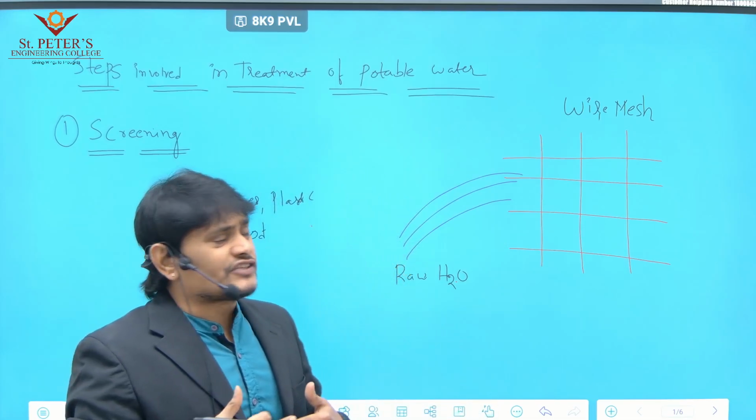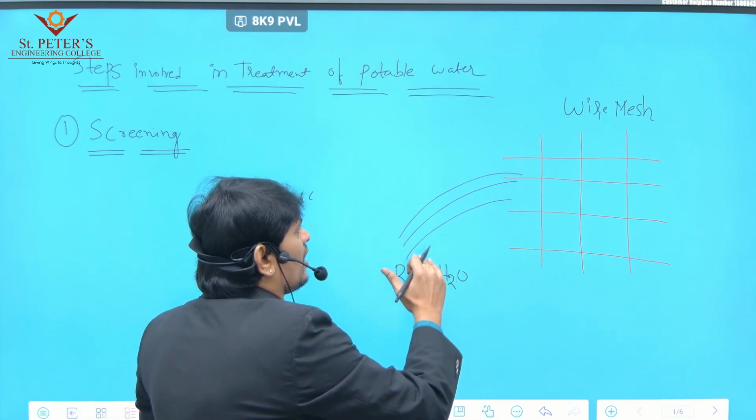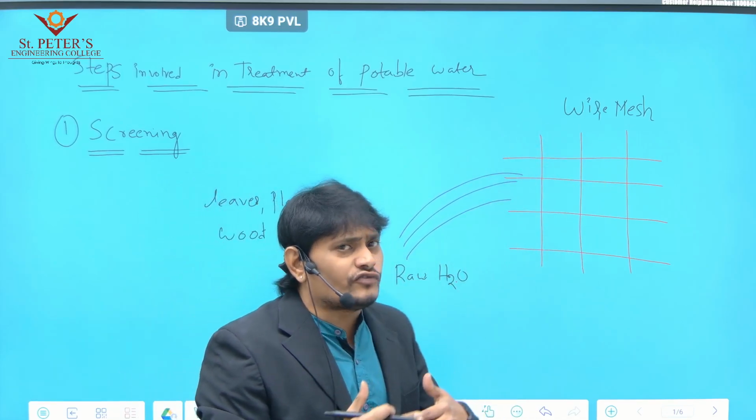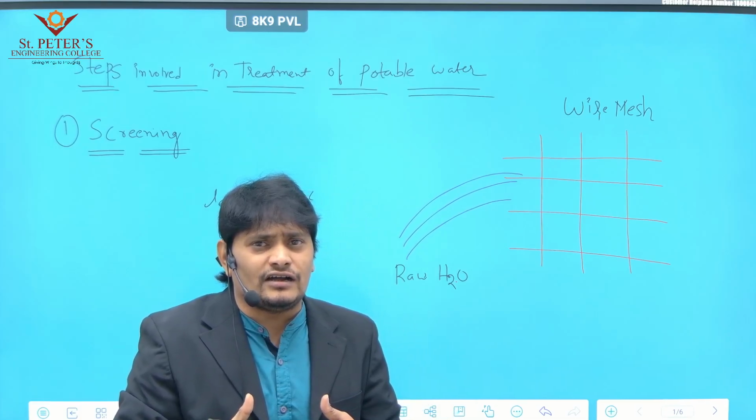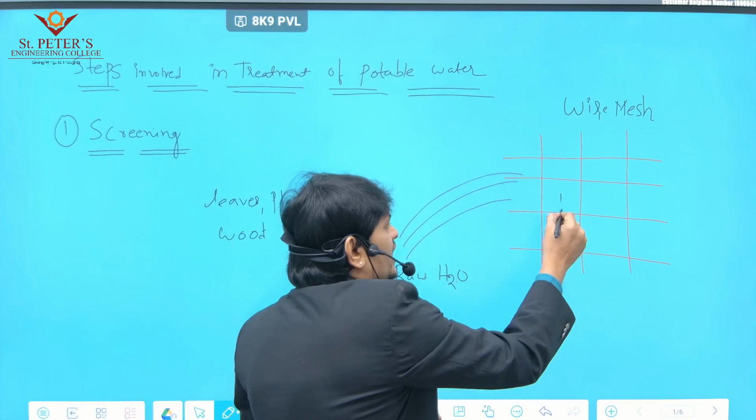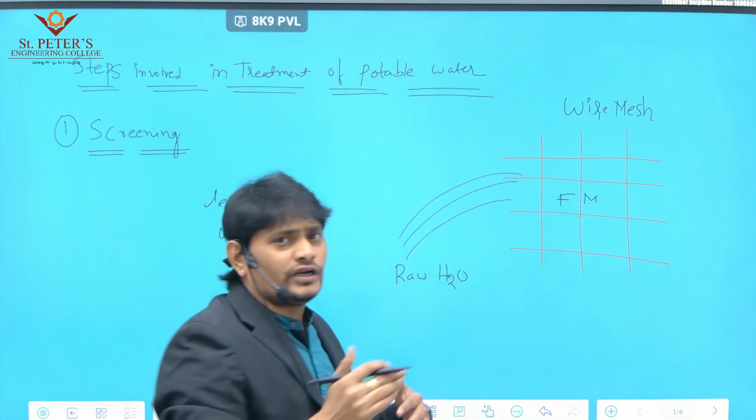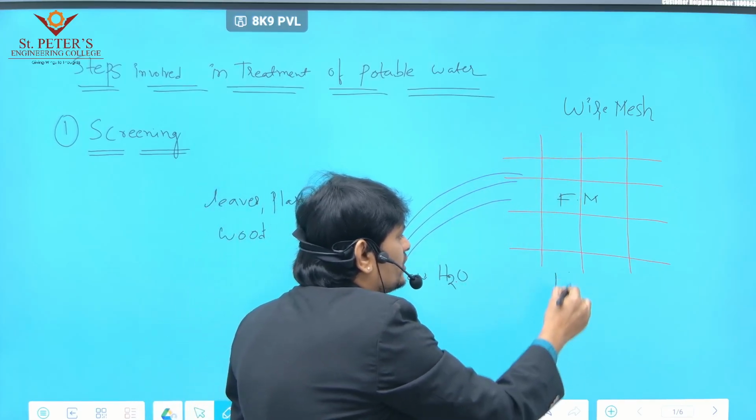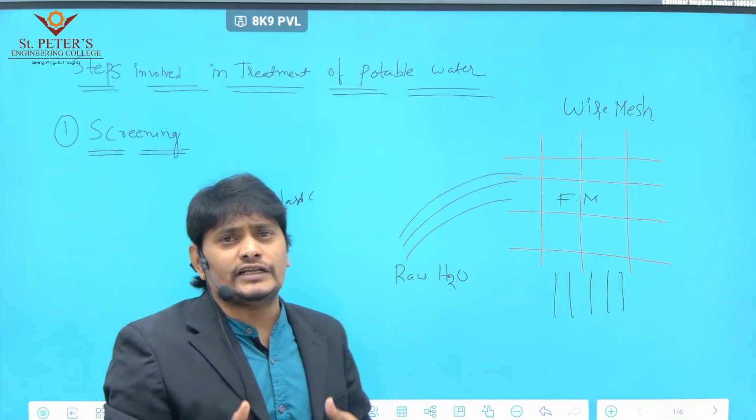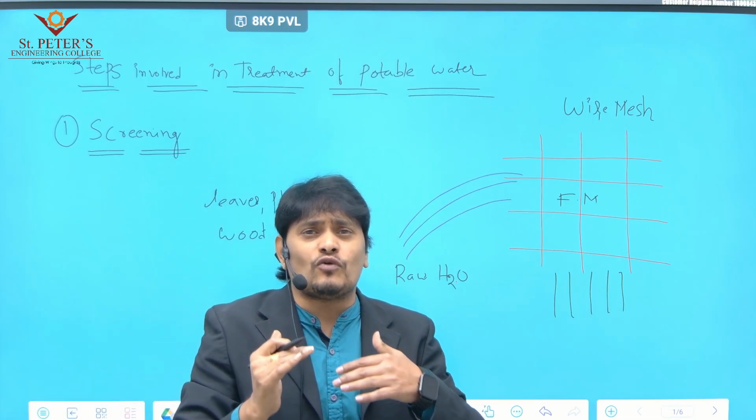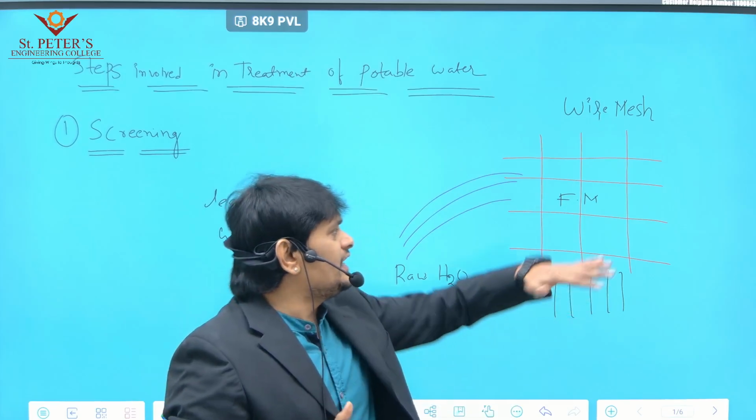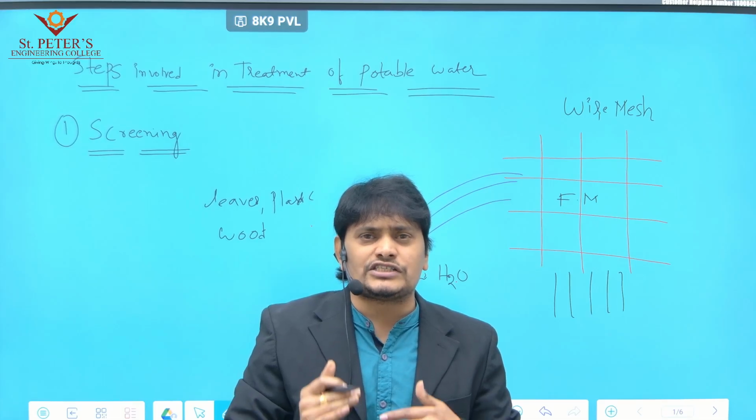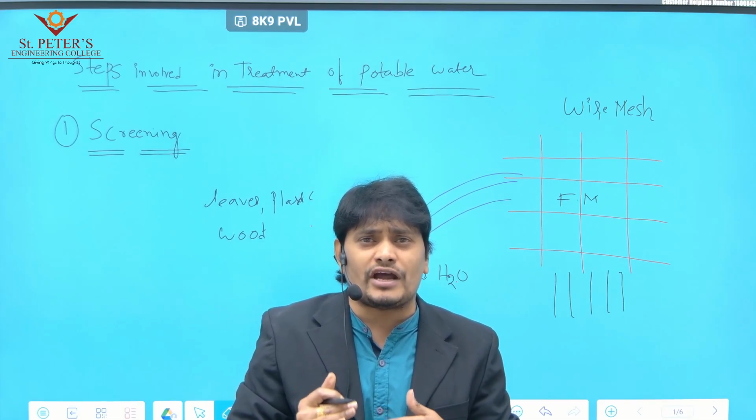In the screening process, the raw water is passed through a wire mesh, and the pore size of the wire mesh is designed in such a manner that whatever floating matter is present in the water will be retained on this wire mesh. The water coming out of the wire mesh will not contain the floating matter, because it is retained on the mesh. So, this is about the screening process. Screening is especially used to remove the floating matter present in the water.